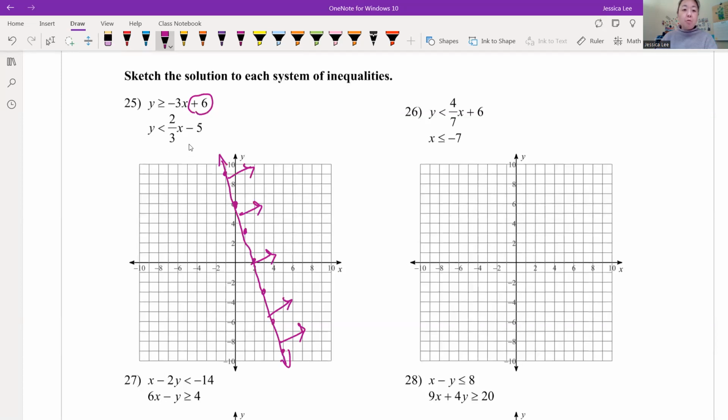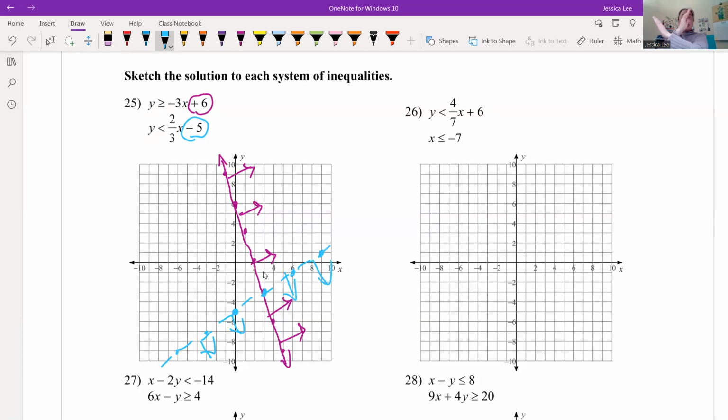All right, I'm doing arrows right now because our final shading is going to be after we do the second inequality. So we're going to call that blue, and we're going to start at negative 5 on the y-axis, and then 2/3. So up 2, right 3, up 2, right 3, or down 2, left 3. And this is going to be dashed because it cannot be equal to. And it says y is less than, so that means y has to be smaller than. So we're going to go down like this.